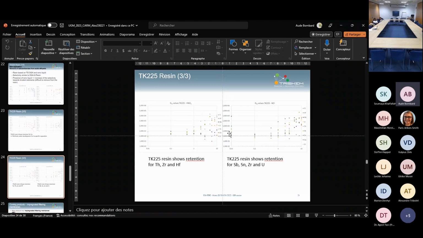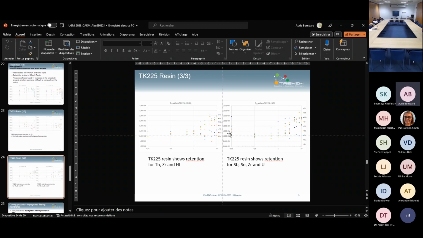Some other elements were tested, and the resin is showing retention for thorium, zirconium, and hafnium in nitric acid medium, and it's showing retention for tin, antimony, zirconium, and uranium in HCl solution. So for tin and antimony, this resin would be another alternative to the TK200 and TBP resin.